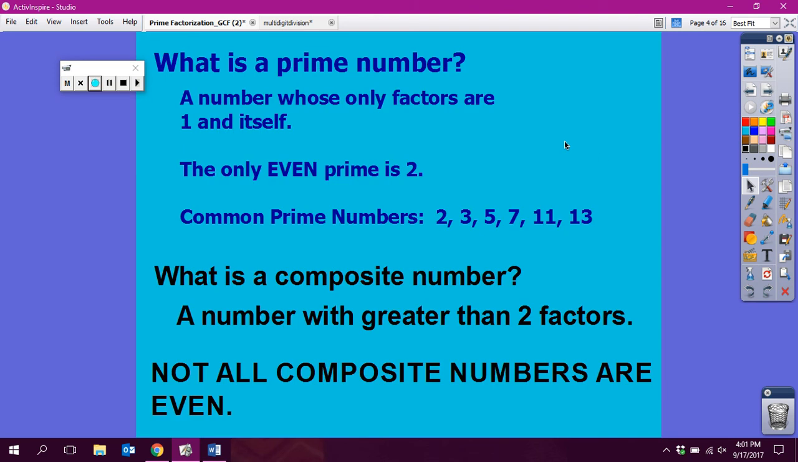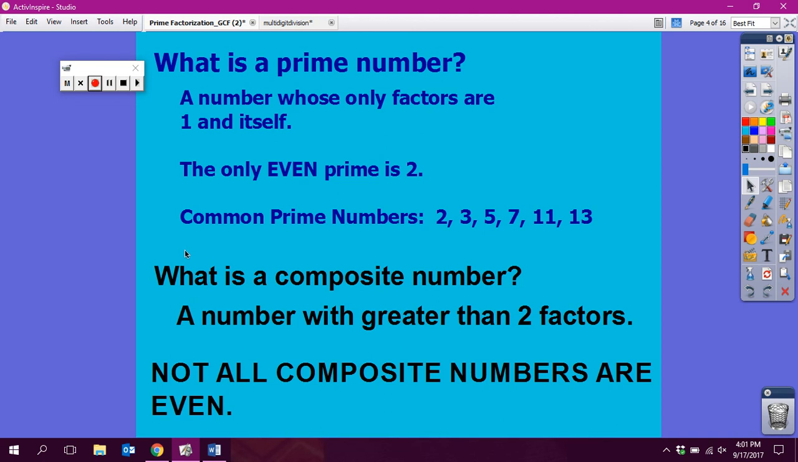All right, so what is a prime number? Because I just told you that you had to break the number down into its prime numbers. A prime number is a number whose only factors are 1 and itself. Fun fact, the only even prime number is the number 2. And I've given you this nice list of common prime numbers that you probably want to write down, guys. It's really helpful to have on hand.